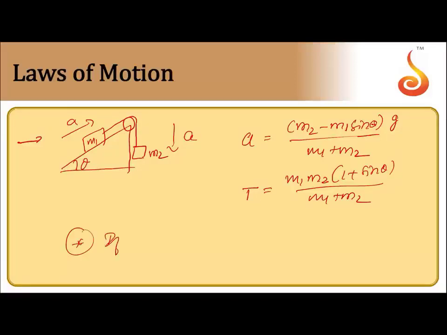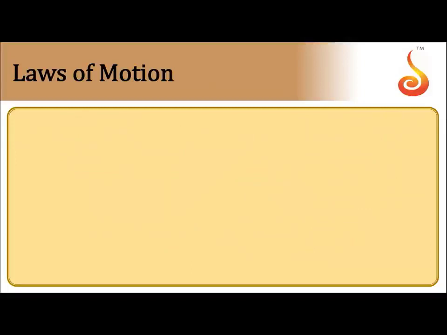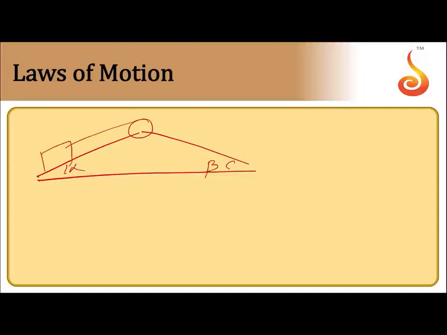Suppose the system is in equilibrium, then m1 g sin theta is equal to m2 g, or we can write m1 sin theta should be equal to m2. This is a special case. In fact, we can write it in the general form like this. Suppose this angle is alpha, this angle is beta, and we have a block of mass m1 here and another block of mass m2 here.